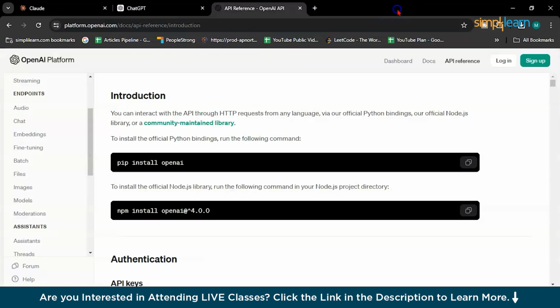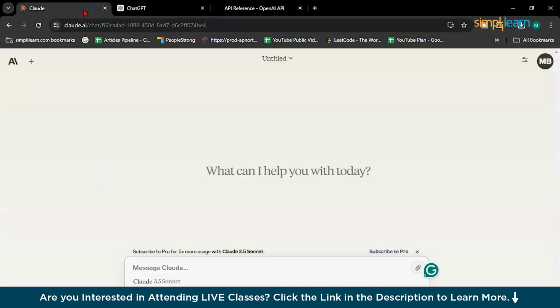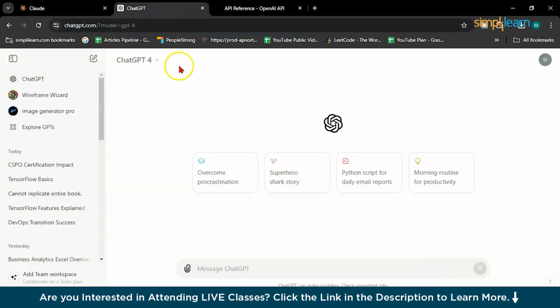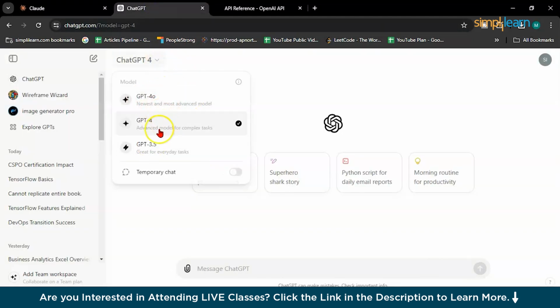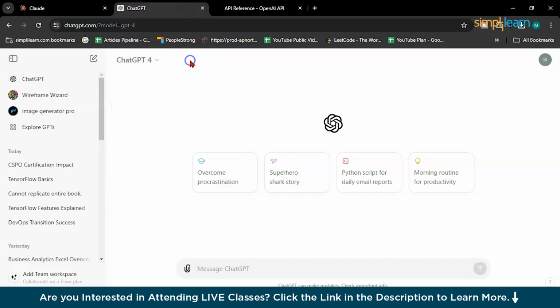Okay, so now let's jump into this. Here what we are doing is comparing Claude 3.5 Sonnet to ChatGPT 4. Here you can see ChatGPT 4o, GPT-4 and GPT 3.5. I will give some prompts to ChatGPT 4 and the same prompts to Claude 3.5 Sonnet. After that we will check which model is giving the information faster, or you can say which is breaking down the information in a proper manner.